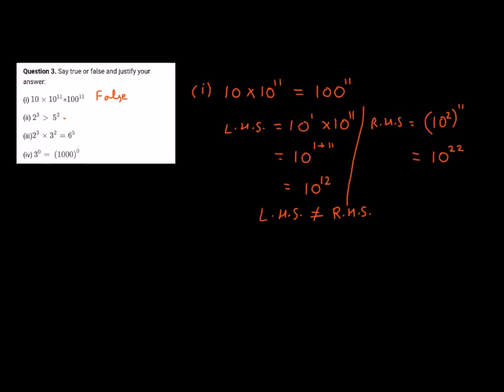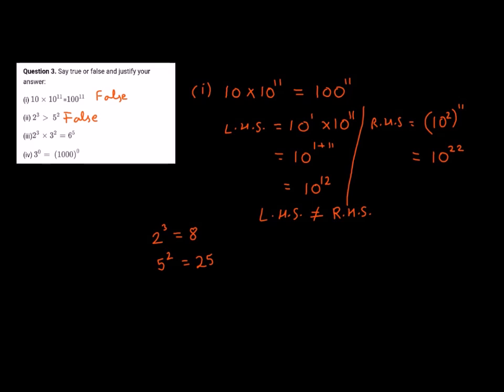For the second part, we can check the left hand side is 2 raised to power 3, whose value will be 2 into 2 into 2, that is 8. And right hand side is 5 raised to power 2, whose value will be 25. Now 8 is the left hand side, 25 is the right hand side, and clearly the left hand side is not bigger than the right hand side. So this statement is false as well.